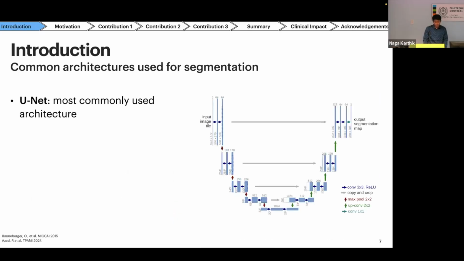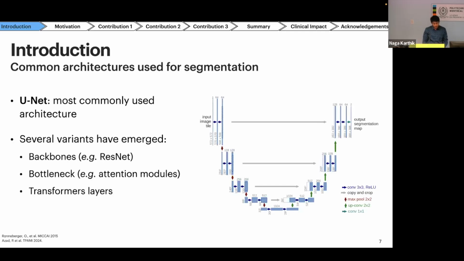The most common architecture used in image segmentation is the UNet, as we can see on the right. Several variants have emerged over the years, modifying different parts of this architecture. For example, changing the backbone with a ResNet network, or adding some attention modules in the bottleneck, which is this part, or even replacing the entire encoder part with a transformer encoder and so on.